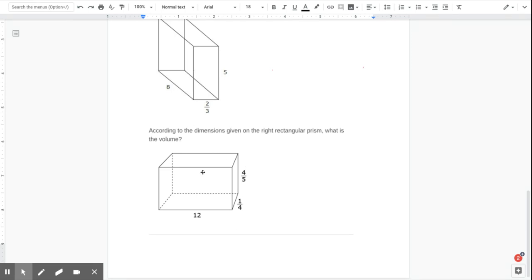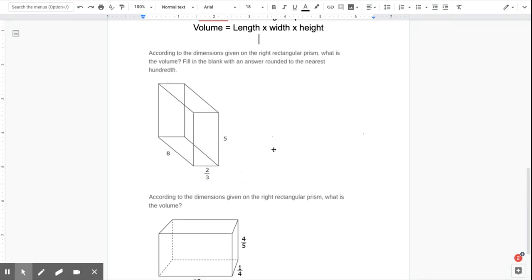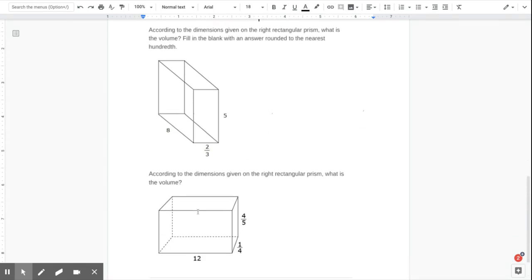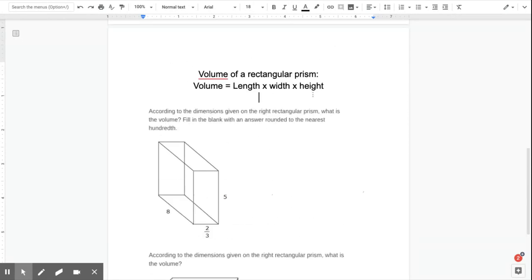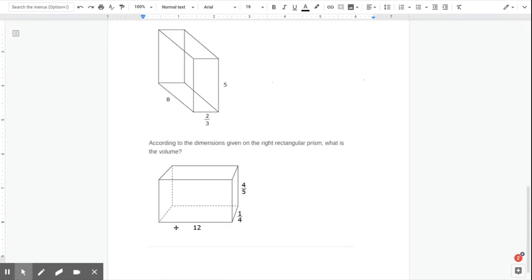Now looking at the next one, same thing. If I'm looking at my formula, it's a rectangular prism, length times width times height. So here we go. I'm going to multiply all of these. I'm going to do 12 times 1/4 times 4/5. Now, let's say, for instance, you have a calculator that doesn't do fractions.